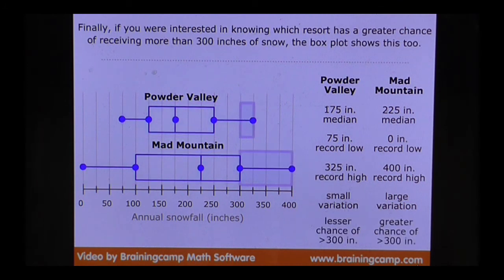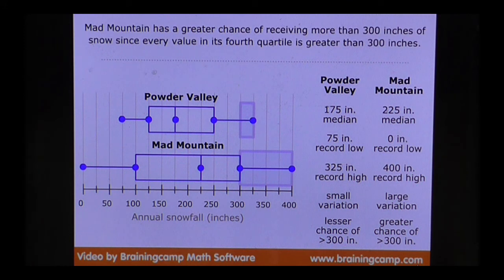Finally, if you were interested in knowing which resort has a greater chance of receiving more than 300 inches of snow, the box plot shows this too. Mad Mountain has a greater chance of receiving more than 300 inches of snow, since every value in its 4th quartile is greater than 300 inches.